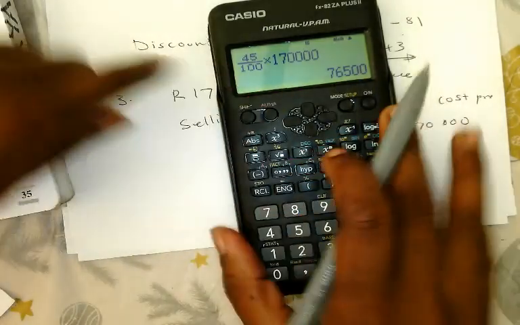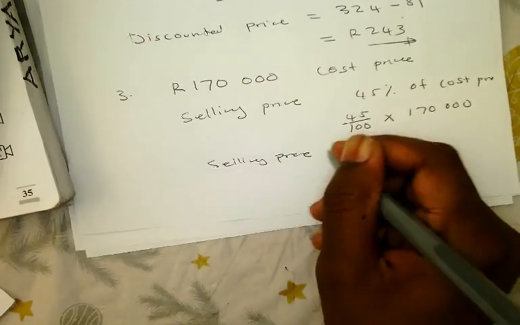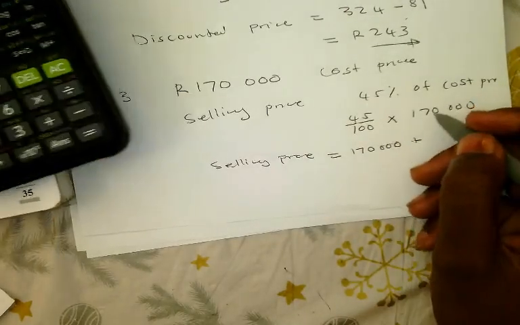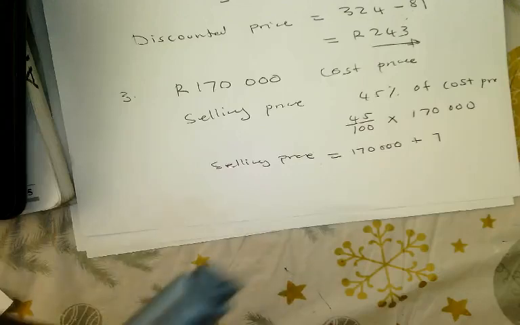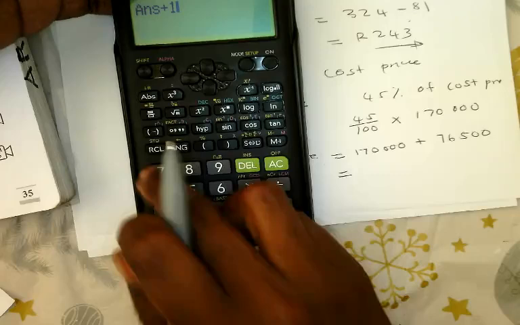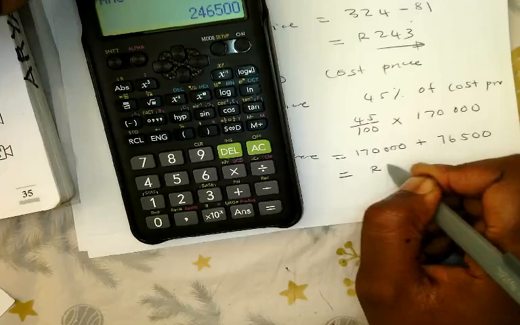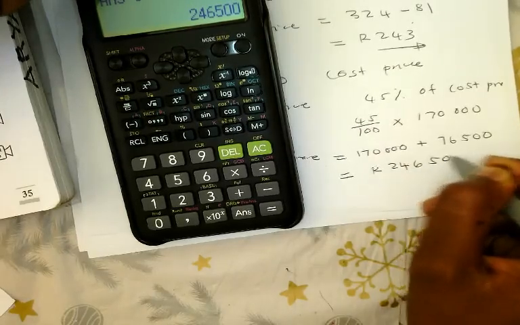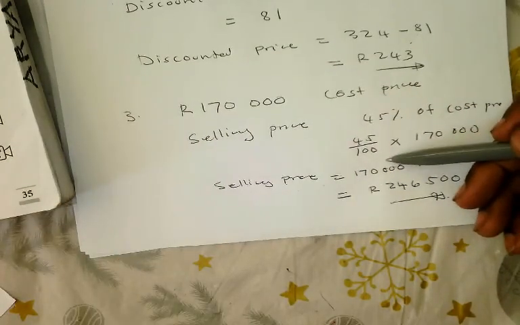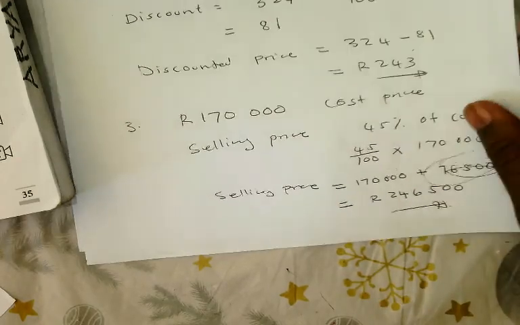I'm going to say the selling price is the cost price of the car plus the markup price. So the car will sell for 246,500. We know why, guys, because they have to make profit. So this is how much it costs them to get the car, and then this is their addition so that they can make profit.